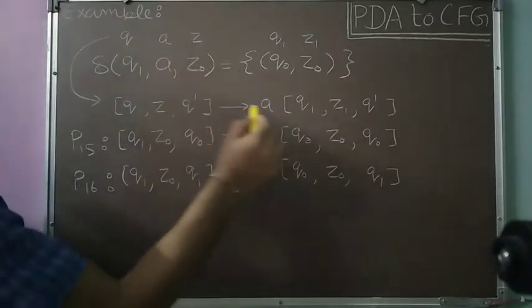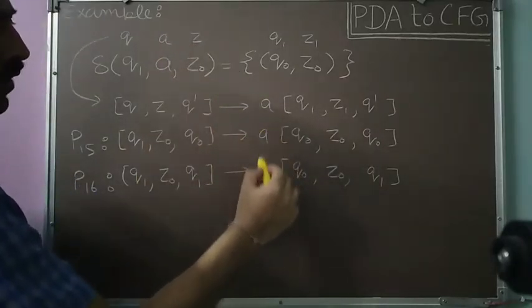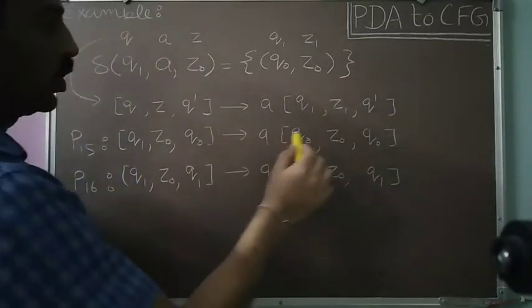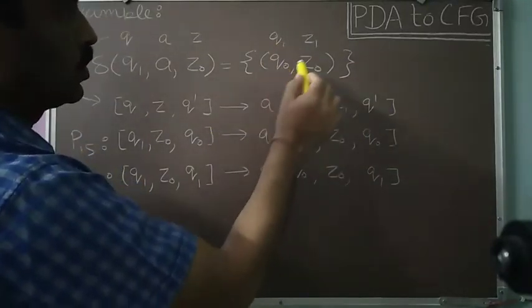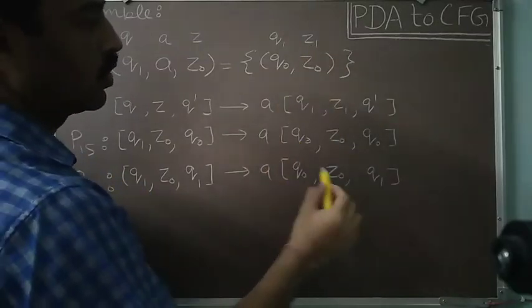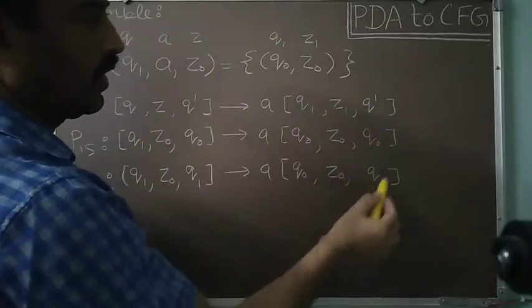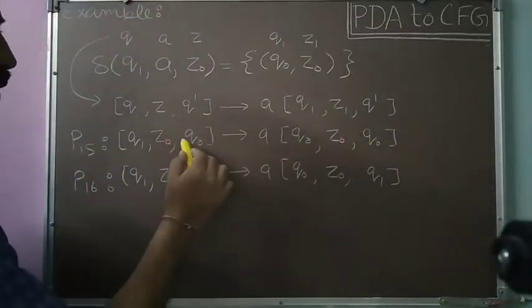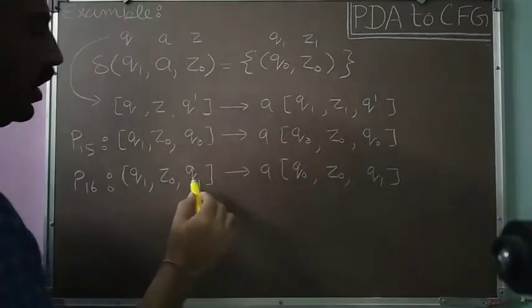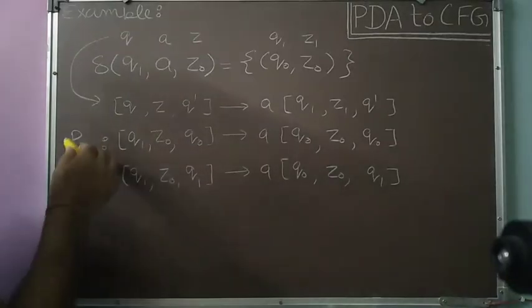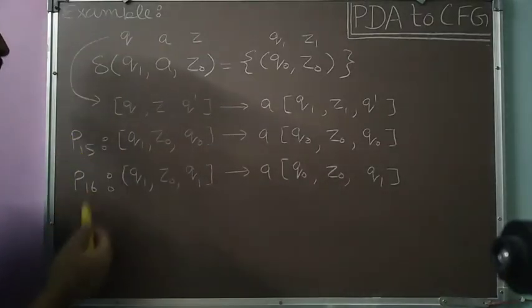The value of A is A, so corresponding to A, I have written A here, and here [Q1 Z1 Q']. Q1's value is Q0, Z1's value is Z0, so I have put Q0 Z0 and Q0 Z0 here, and here I have to put the values of Q', the same value which I have put in here. So Q0 here, Q1 here. In this manner, I can find these two productions P15 and P16.